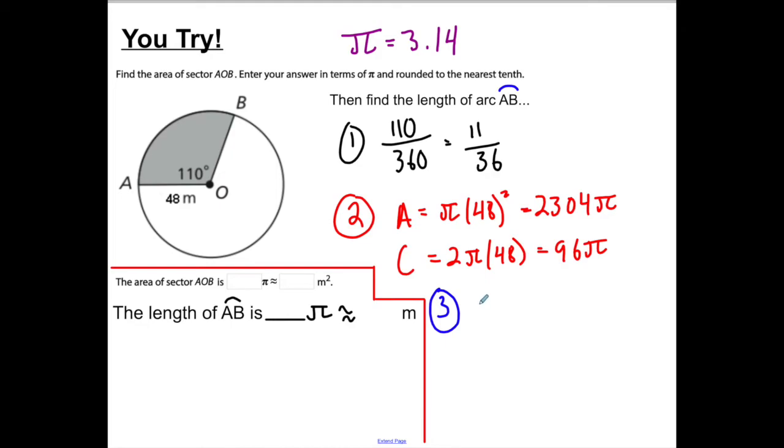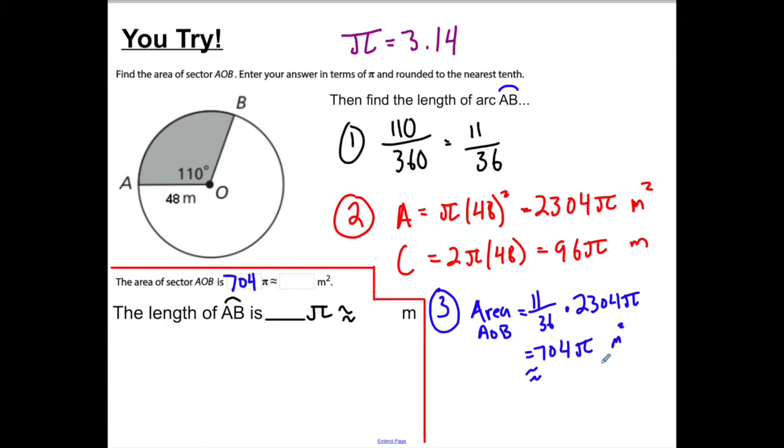So first I want my area of AOB. So I'm going to take 11/36 and multiply it by 2304 pi. And remember, this is meters squared, and this is meters. So I do 11 times 2304, and then I divide by 36. And what I got was 704 pi. So that would be my exact answer. Now I'm going to take 704 and multiply by 3.14. I'm going to use just 3.14 here. And so what I get is, remember this is meters squared, about 2210. They want nearest tenth. So I got 0.56. I'm going to call that 0.6.